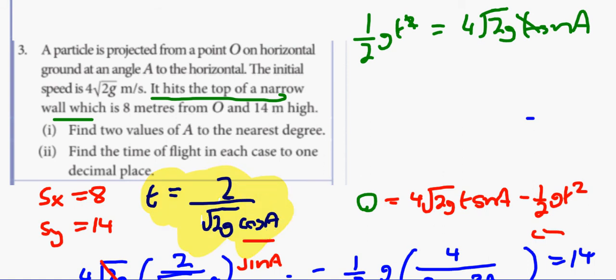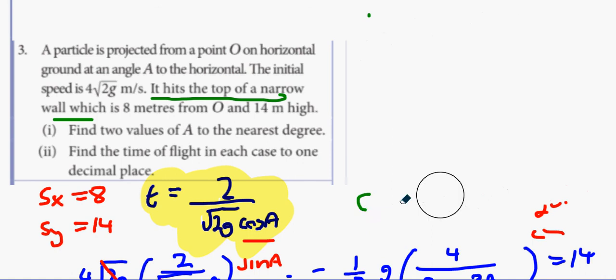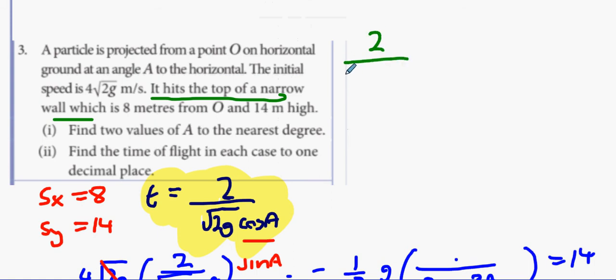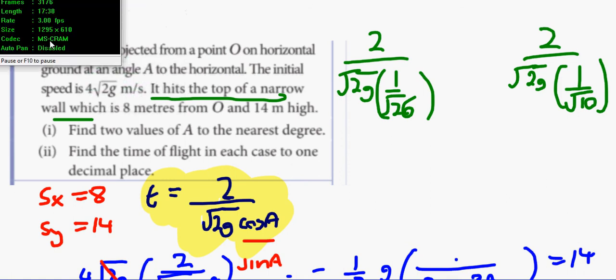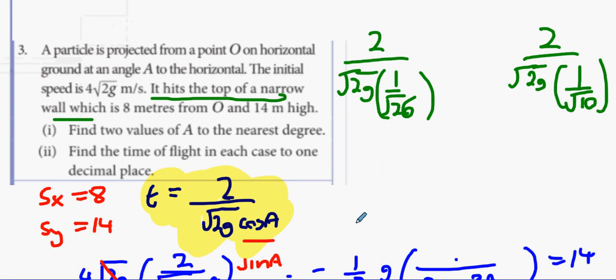Have we got that? So what do I do with that value then? I have two values of cos A. So the two values are 2 over root 2g. Cos A for one of them was 1 over root 26. And for the other one, it was 1 over root 10. Can everybody put them into the calculator and put g as 9.8? You should be able to get an answer for both of them. Does anybody have the answer for both? Let me know. Alright. I'll show you how to do one of them maybe.